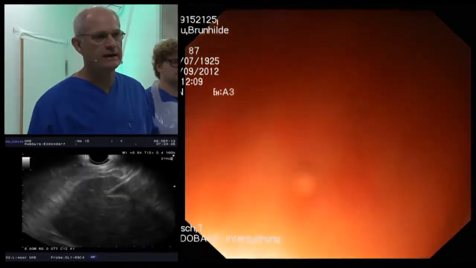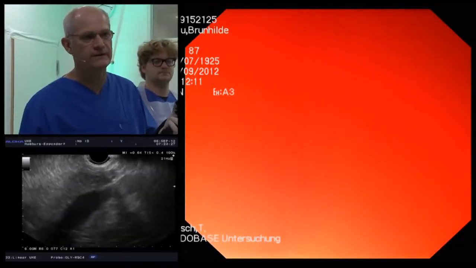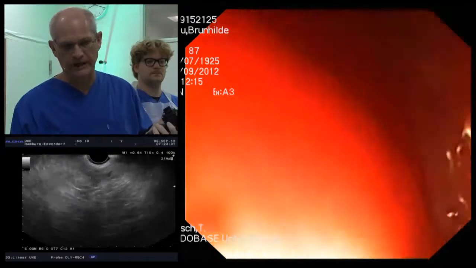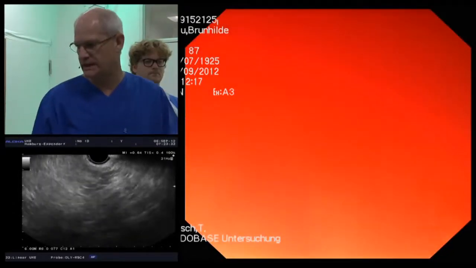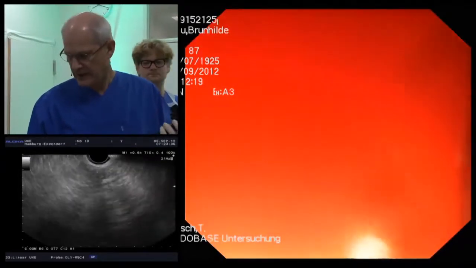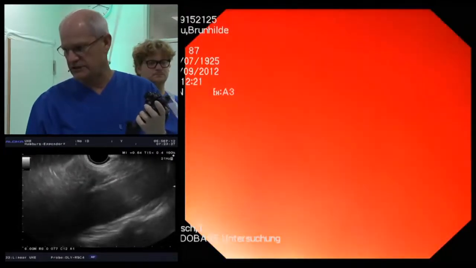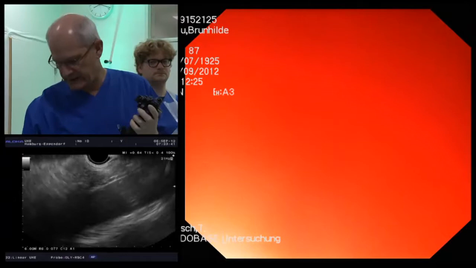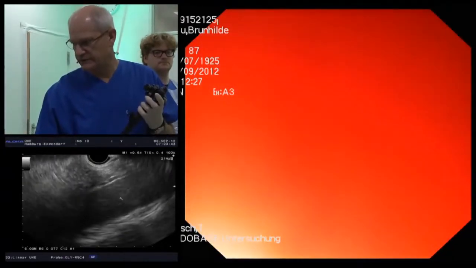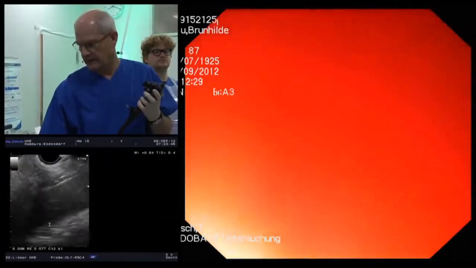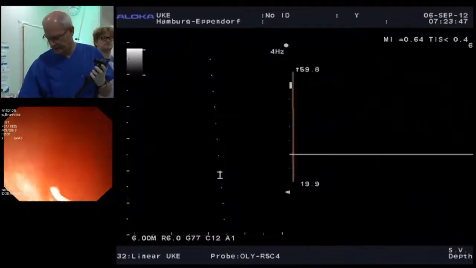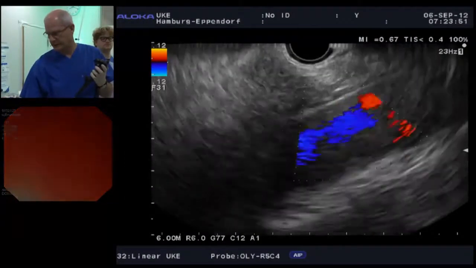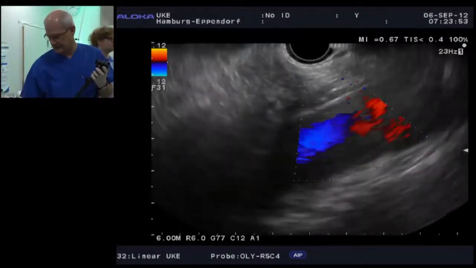Now I turn my attention from the endoscopic to the ultrasound image. If you can have an enlarged ultrasound image, that would be best. And then what I do is I just torque the scope clockwise until I find the aorta. So here is the aorta. It doesn't really require flow or anything like that to prove it, but that is the aorta there.